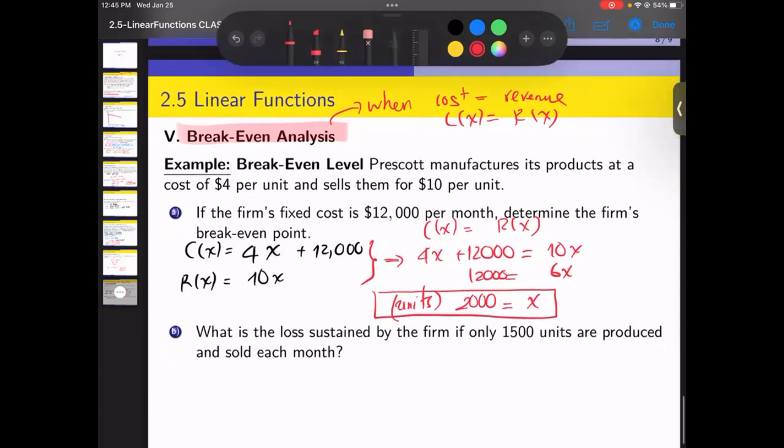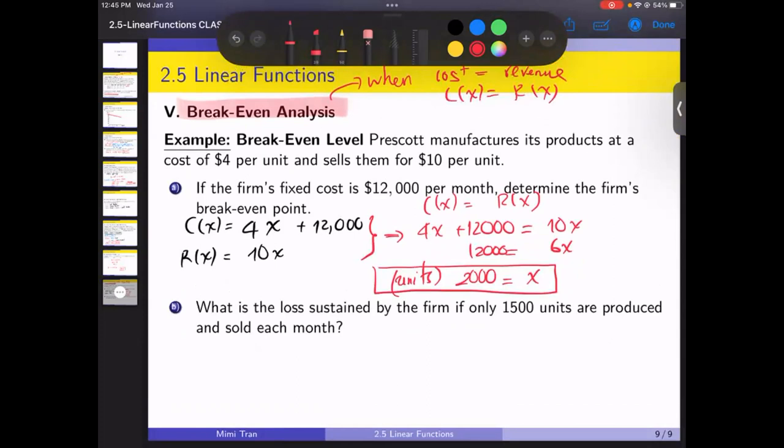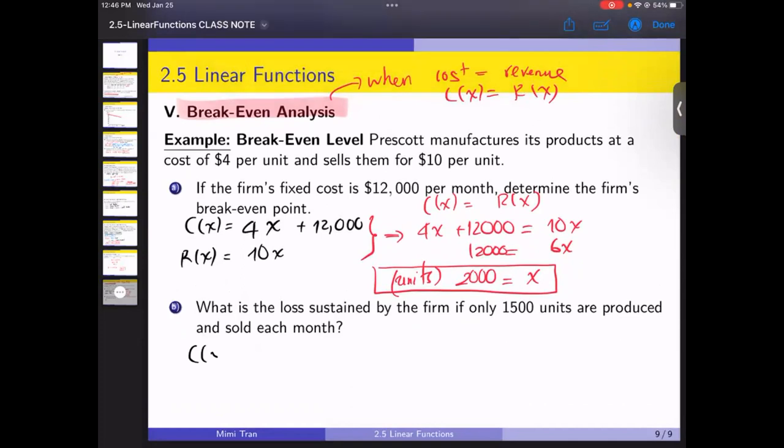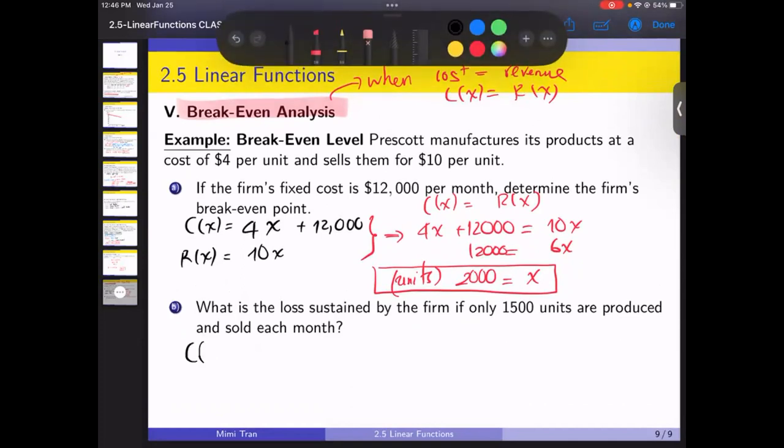What is the loss sustained by the firm if only 1,500 units are produced? You plug it in. Let you plug it in. If only 1,500 units, let's see what's the cost for 1,500 units. 1,500 is 4 times 1,500 plus 12,000, which is equal to 18,000.